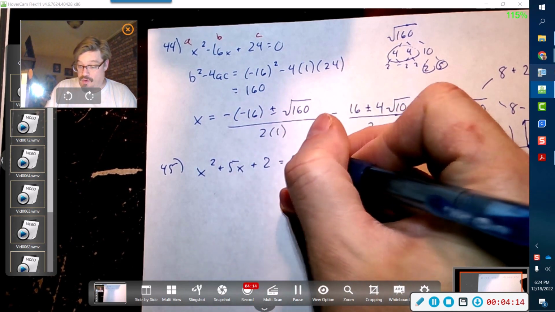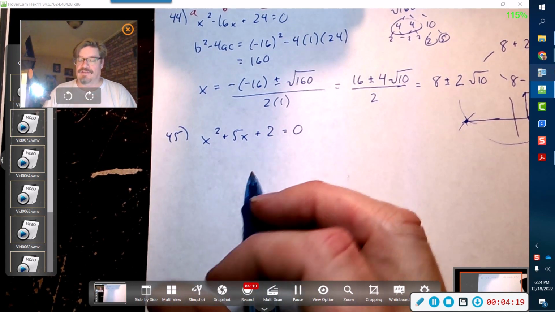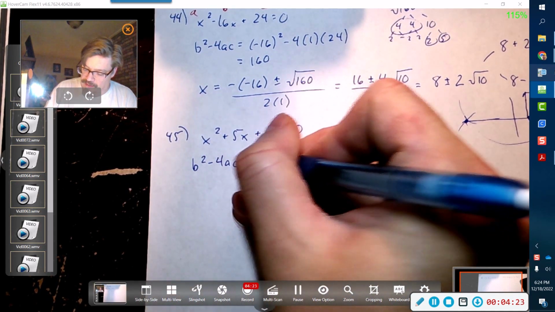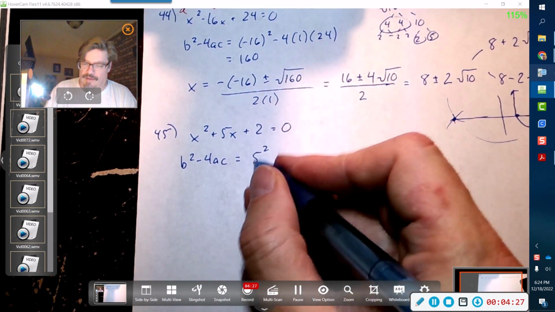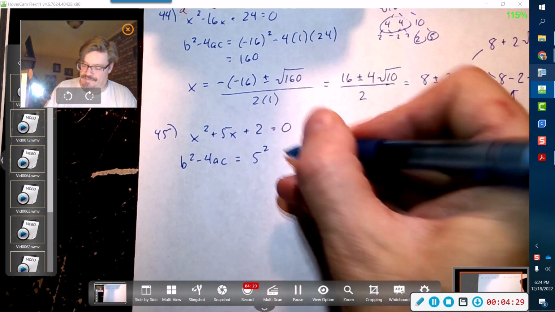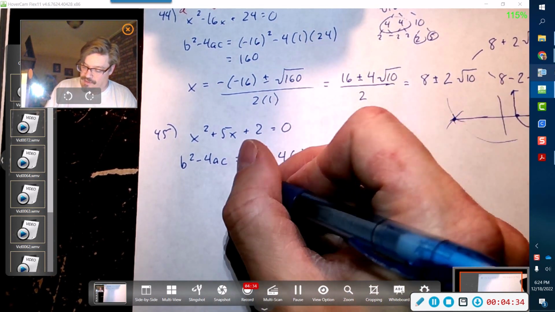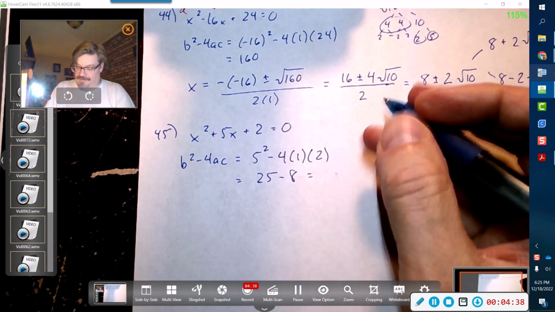Now I know that's not factorable, because there's no way that factors of 2 are going to give me 5. So this might get a little strange. I do the b squared minus 4ac. B squared is going to be 5 squared. Notice now I don't care about parentheses because he's not negative. But I do have minus 4 times a times c, which is 2. Now this is 25 minus 8, which is 17.